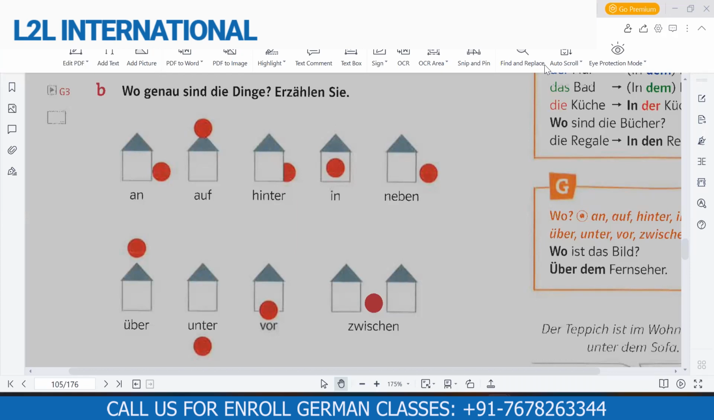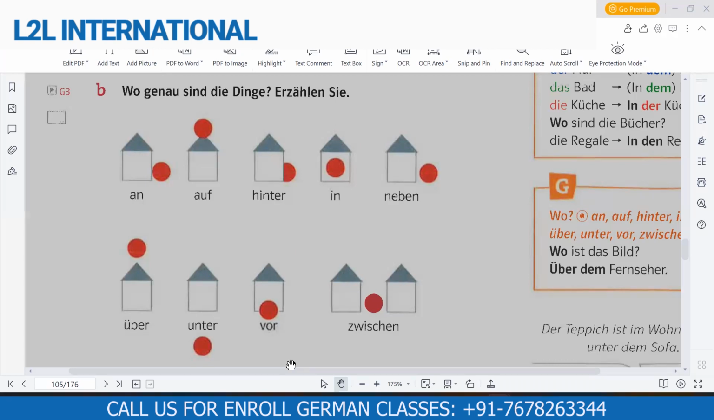Right, Ashwin, got it? Yeah. Auf is on. What is hinter, Ashwin? Behind. Behind, richtig. In, you are doing in right now. In is in. Neben is beside. Über is above. You can see the difference between auf and über. Auf is touching the surface, and über is above, so it's not touching the surface. Unter is what, Sana? Under. Beneath or below. Yeah, it's under.